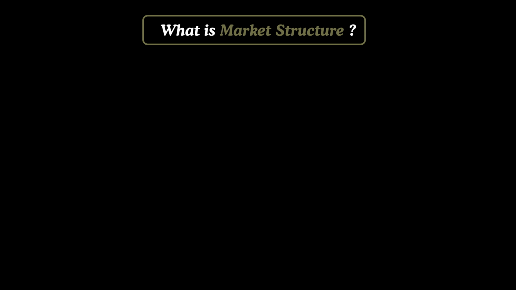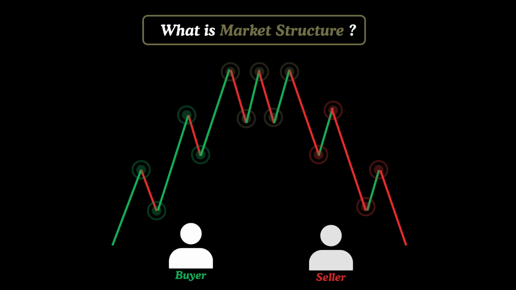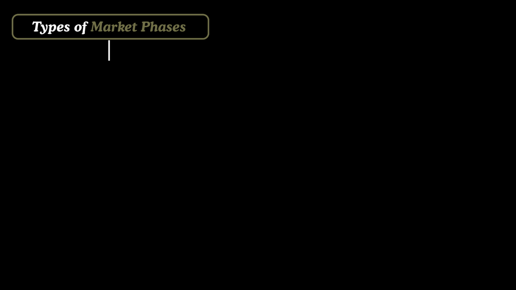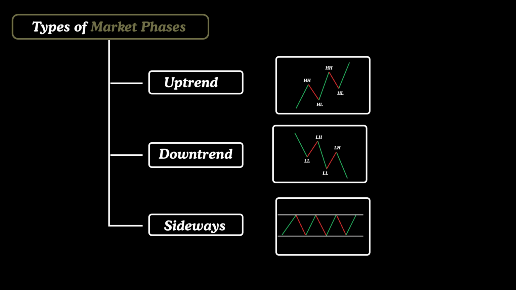So, first, let's understand what market structure actually means. Market structure represents the direction of price movement, the pattern of highs and lows forming, and who's currently dominating that movement. Buyers or sellers. The market generally moves in three primary phases: an uptrend, a downtrend, and a sideways market.